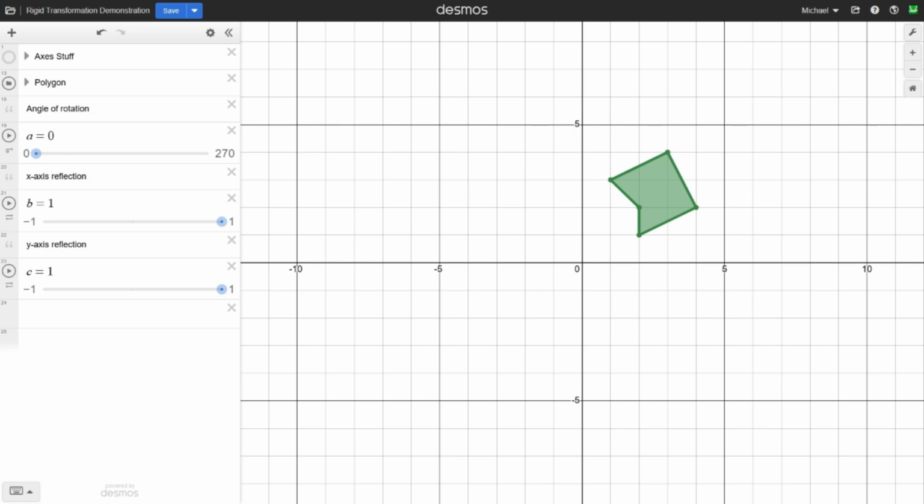Hello everyone, in this video we're going to make sense of some of the rules we came up with for rotations and reflections. So let's take a look first at the 90-degree rotation. So here, this is an image from your homework. I just chose one of them.